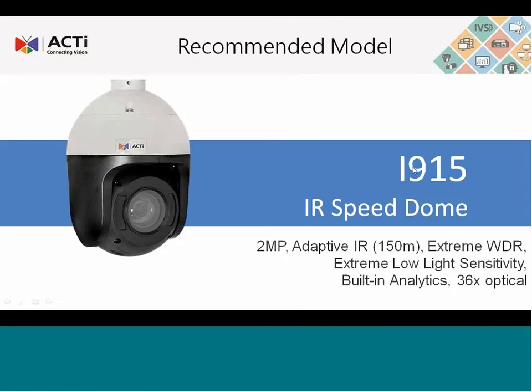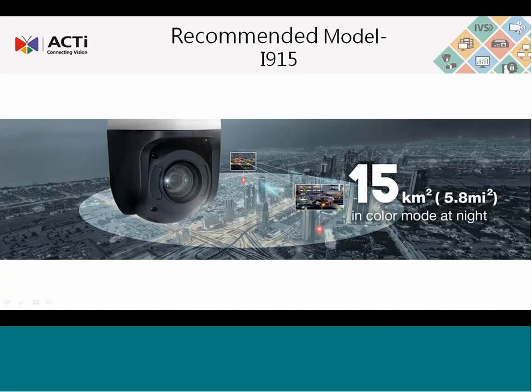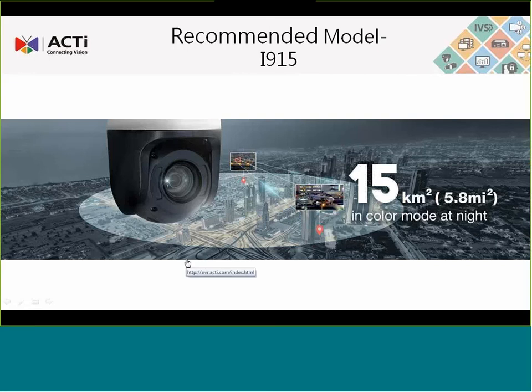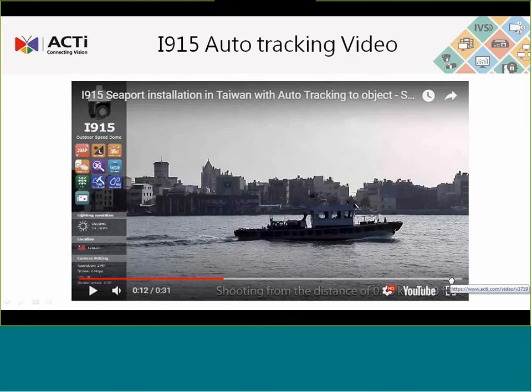And here the recommended model is the i9-15, which is an IR speed dome with IR for 150 meters, and it has built-in analytics, which is the auto tracking. I will show you a video later so you can see how it works, what auto tracking is. It also has a 36 zoom ratio. You can see in this picture it can cover a very wide area of 15 square kilometers. So it covers wider areas and also has auto tracking. It's very recommended for critical area projects. Yeah, and let's watch this video.